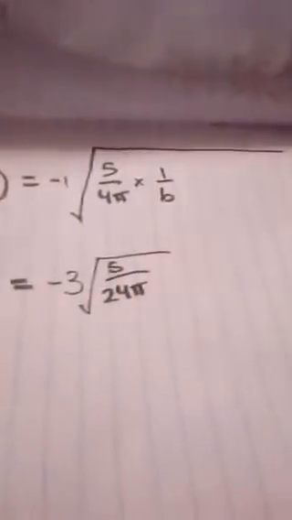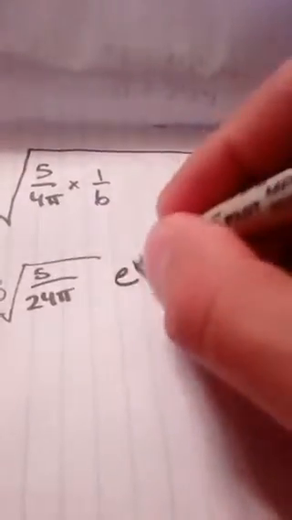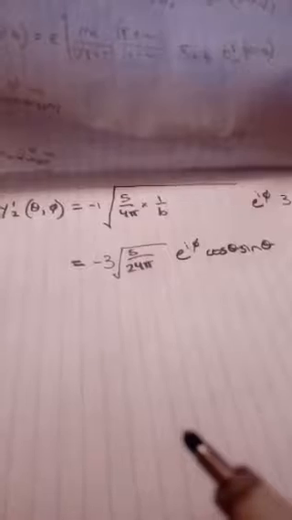We've now expanded it. So now we just have to simplify it. And that is going to equal minus 3 outside, 5 over 24 pi, e to the i phi cos theta sine theta. There it is. We're done. Okay, so that's the first part.